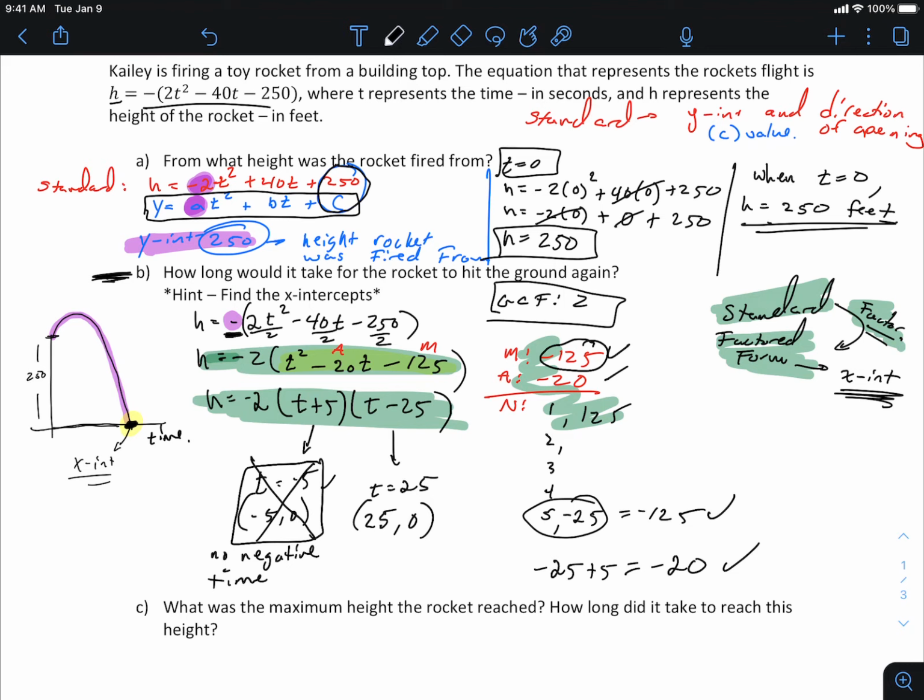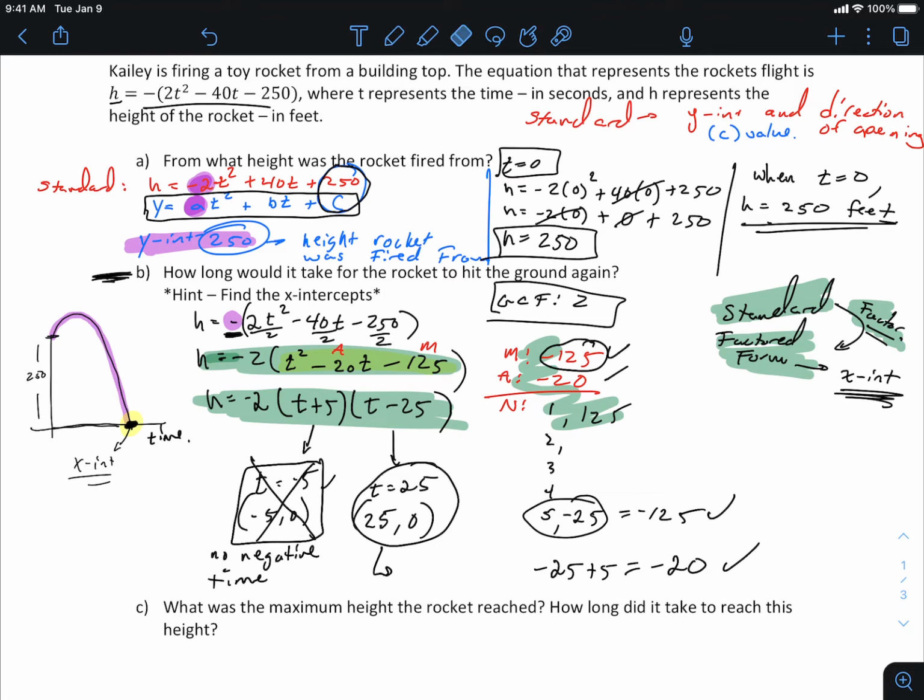Okay? That's not useful to me. But here, this one looks all right. It seems like it's going to take 25 seconds, right? This is what you're reading off here, right?